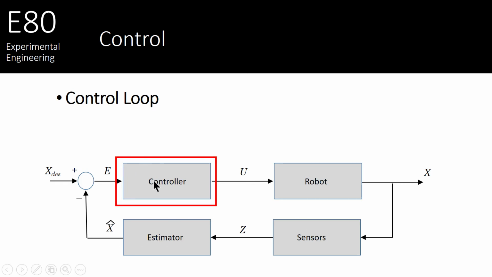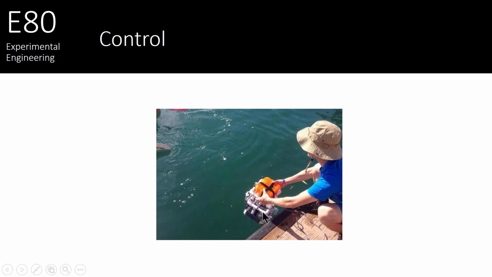Today we're going to talk about, once we've got that state estimate and our desired state, how we would control the robot, or how fast should we spin the props so that we get to where we want to go. Now the robot, something like this, you can see this is an old E80 robot, is an underwater robot, and we're really only going to talk today about the horizontal positioning of the robot, not about the vertical.